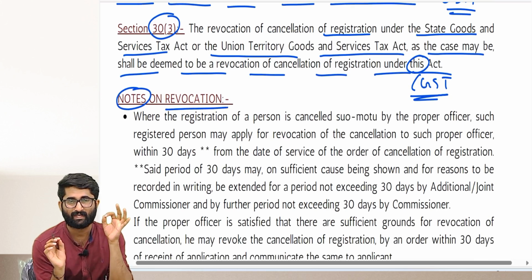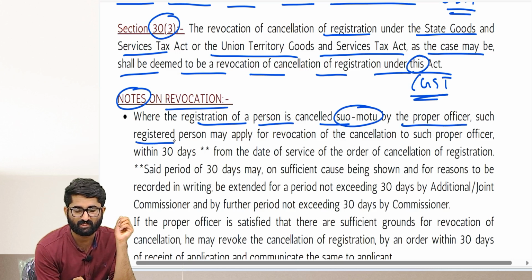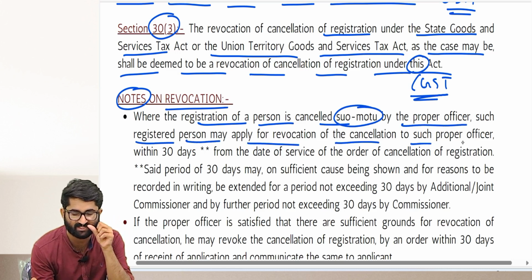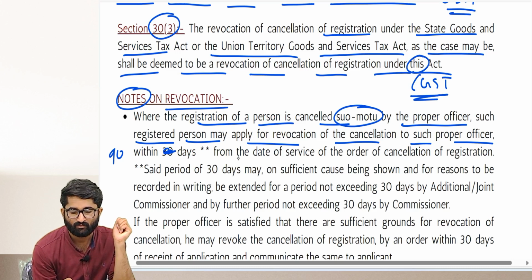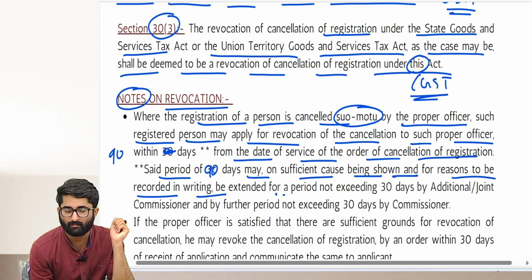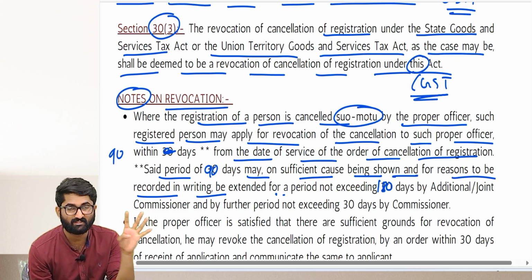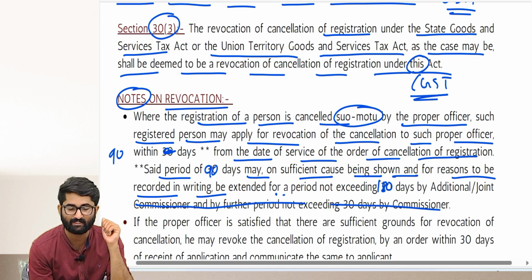Now, there are some notes on revocation. Remember, don't forget this. Where the registration of a person is cancelled suo moto by the proper officer, such registered person may apply for revocation of cancellation to the proper officer within 90 days, as per the amendment. From the date of service of the order of cancellation of registration, the said period of 90 days may, on sufficient cause being shown, for reasons to be recorded in writing, be extended for a period of 180 days, not 30 days, by any commissioner, additional commissioner, joint commissioner. So you have to cut it by commissioner, any commissioner. It can be increased to 180 days.